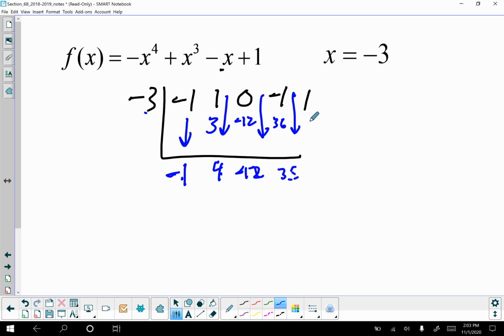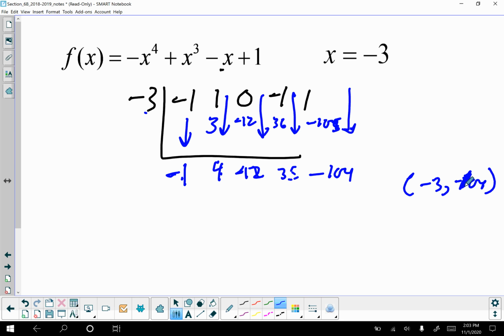35 times negative 3 is negative 105. We're going to add straight down, so I get negative 104. So the point negative 3 comma negative 104 exists on our graph. I don't know why it's showing up as 2.